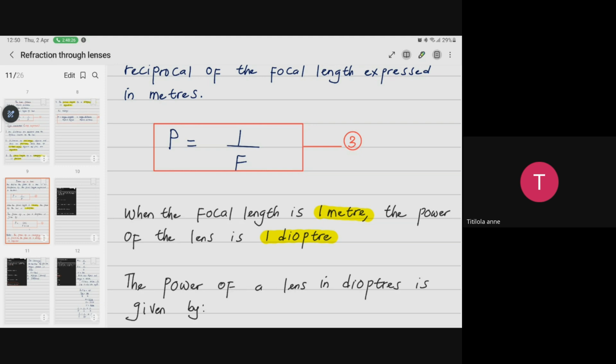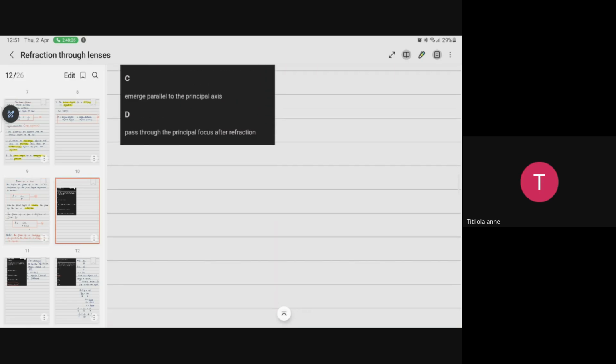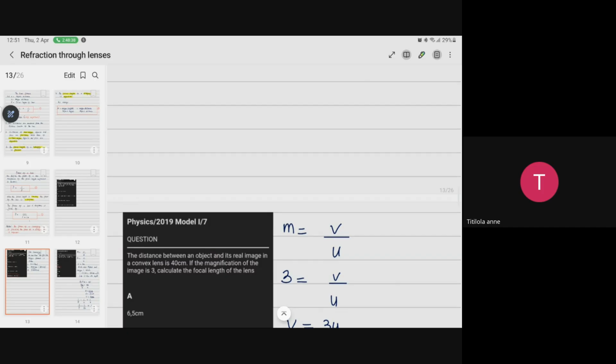So where else can we take this question to? F equal to 1 over P. Yes. Yes. Wait.